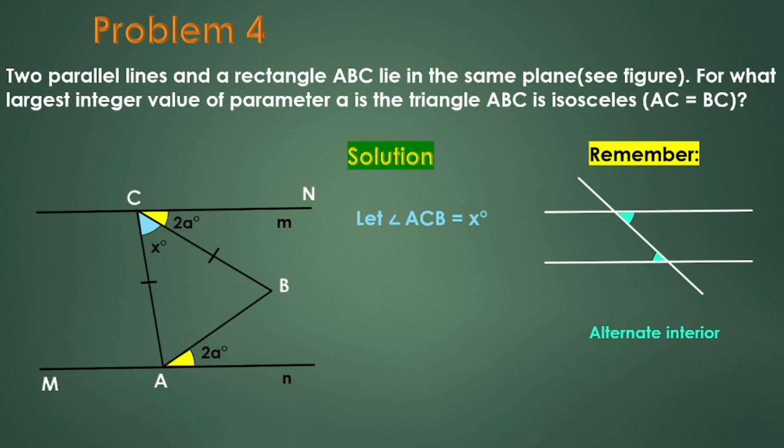Now, we remember that the alternate angles are equal. So I denote that in our case, these two angles will be equal. So if angle MAC equals angle ACN, then angle MCA is equal to the sum of angles ACB and BCN. So I write that angle MAC equals x degrees plus 2 alpha degrees.